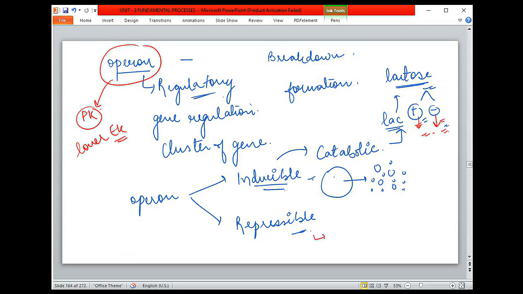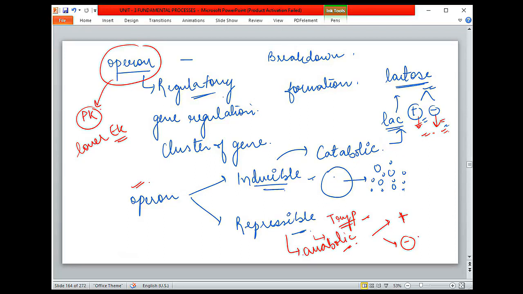Second is your repressible operon. Repressible is your trp operon. So what is the trp operon? It helps in the synthesis of tryptophan. Tryptophan is an amino acid. So it is again positively and negatively regulated. In addition, it is an anabolic operon. That means whenever we need to synthesize tryptophan, various components are put together, and the trp operon would be working.